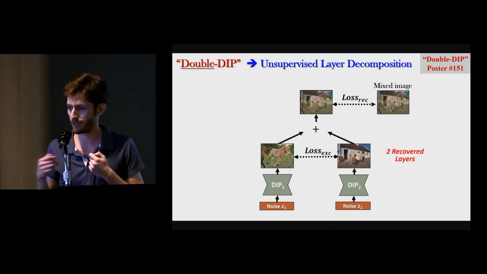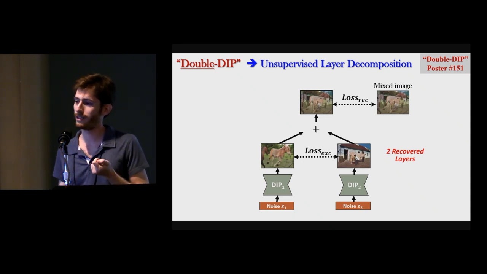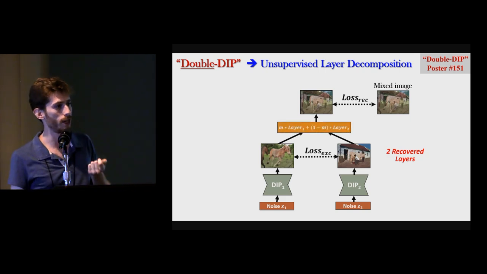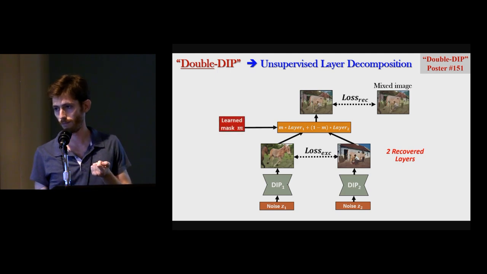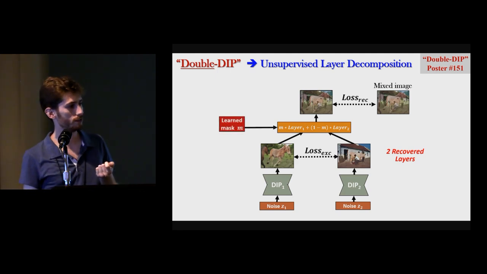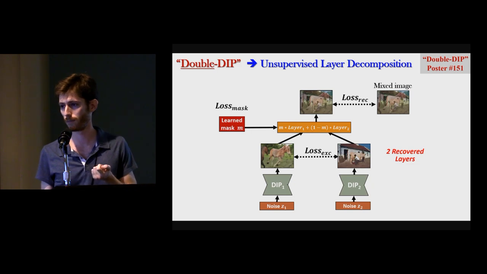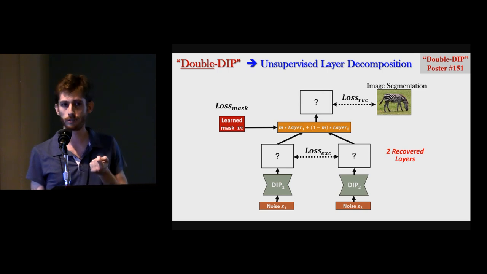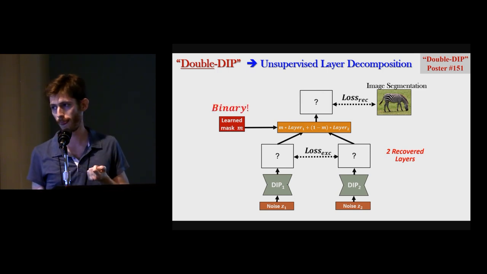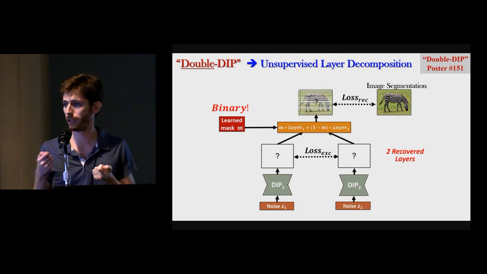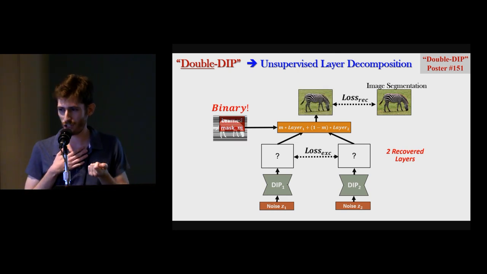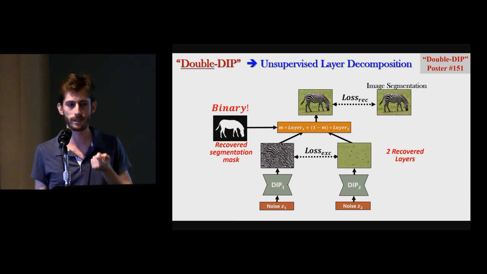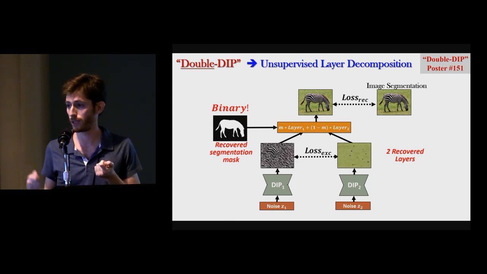Here, we use the simple sum. But more often, we want to combine the images with a more complex mask, which is also learned by our algorithm. The only difference between the tasks is the loss imposed on this mask. For example, in the case of image segmentation, the loss will encourage the mask to be binary. Eventually, when the network learns the image, here is the segmentation mask, and here are the two recovered layers. And you can see that one DIP learned the zebra patches, while the other learned the grass patches.